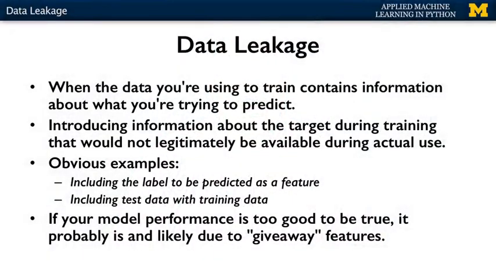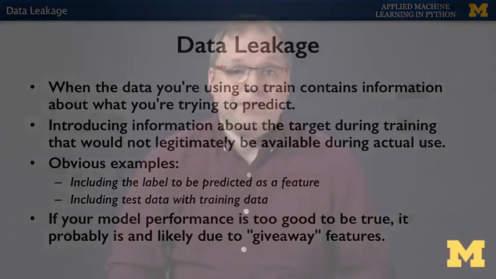In data science, the term data leakage, sometimes just referred to as leakage, describes the situation where the data you're using to train a machine learning algorithm happens to include unexpected extra information about the very thing you're trying to predict. Basically, leakage occurs any time that information is introduced about the target label or value during training that would not legitimately be available during actual use.